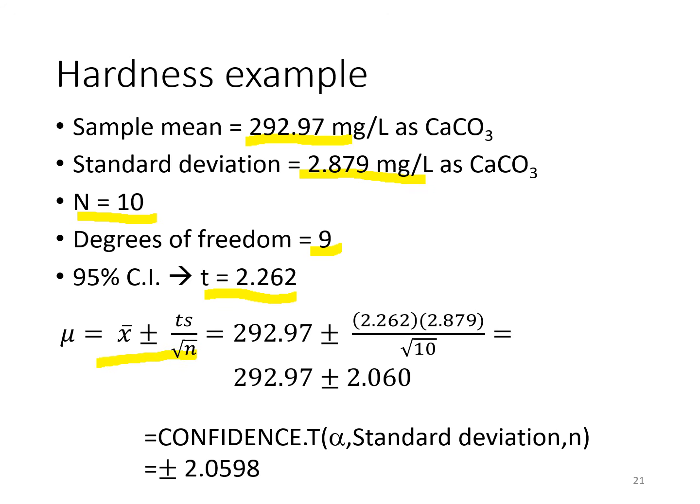Again, substituting into the equation to calculate our confidence interval, we have our mean, again, plus or minus t times the standard deviation, and we'll divide that by the square root of n. So we have a mean value of 292.97 plus or minus 2.06. Again, we can use the CONFIDENCE.T function in Excel to calculate the confidence interval.